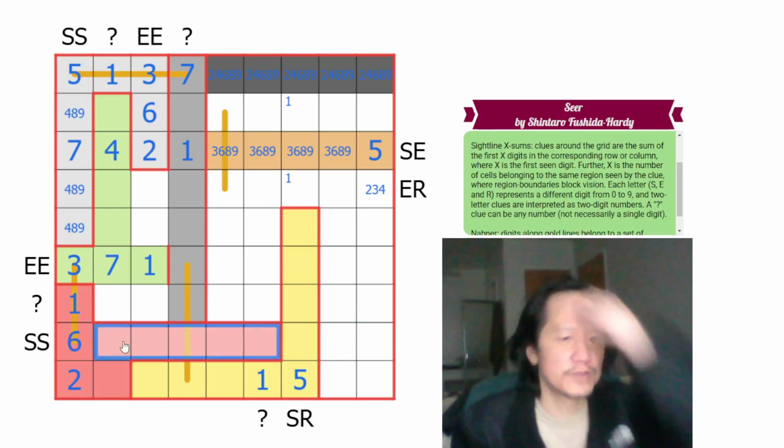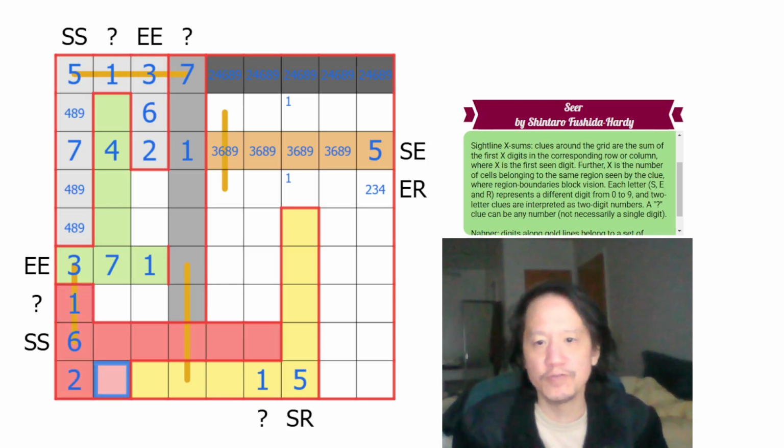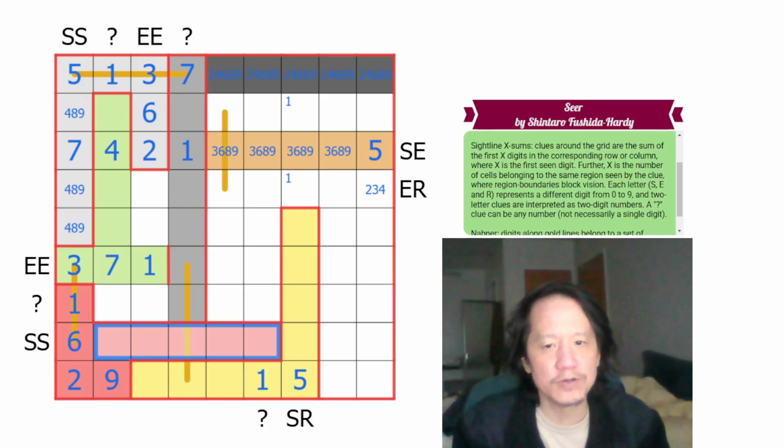This adds up to 33, which means the rest have to add up to 12. Therefore, this is a 9. And this is the remainder of 3, 4, 5, 7, 8. This can't be 4, 7. This can't be 3. This can't be 7.